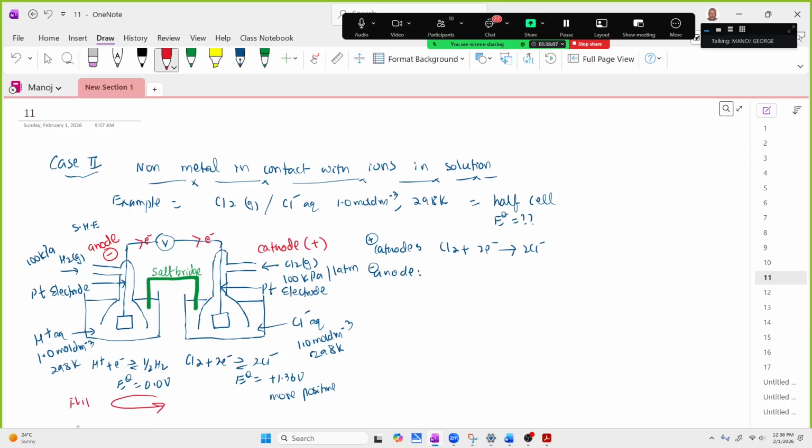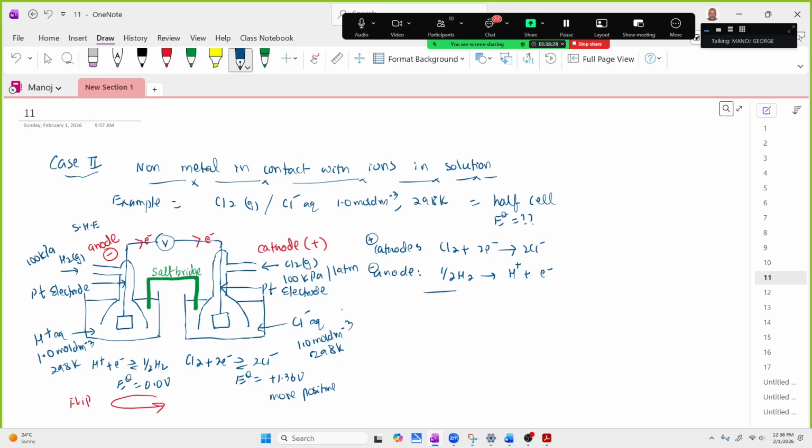Flip the reaction, correct? That's the hint I gave you. Why? Because at the anode electrons are lost. So I'm supposed to write like this, correct? Is that okay? Yep.